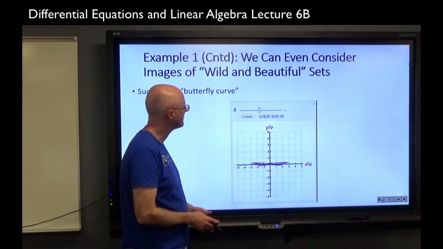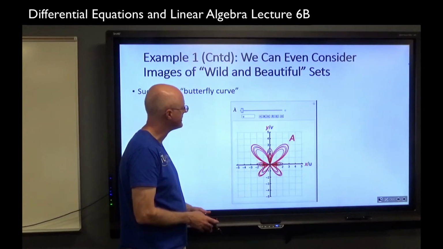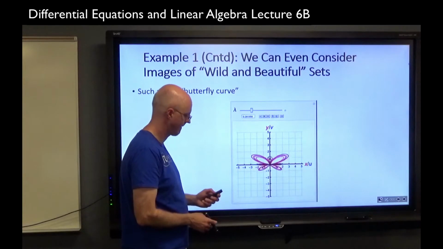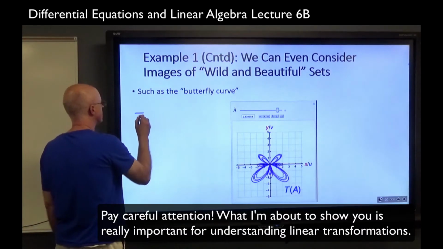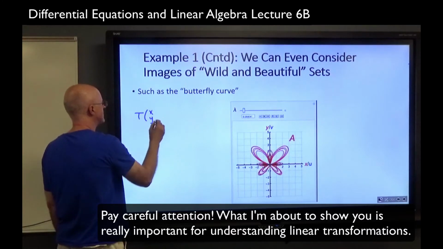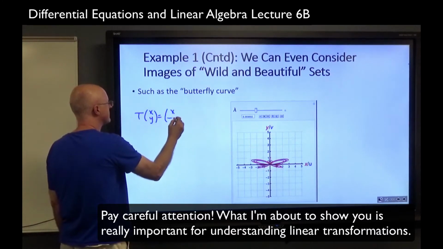It gets transformed from the red set of points to the blue set of points under the map. This mapping, again, has this formula: T of (x, y) equals (x, negative y).